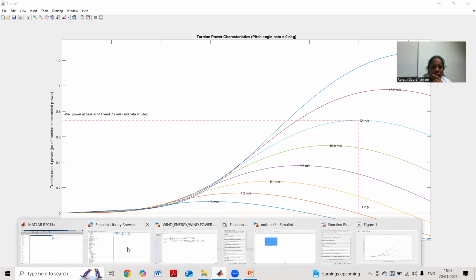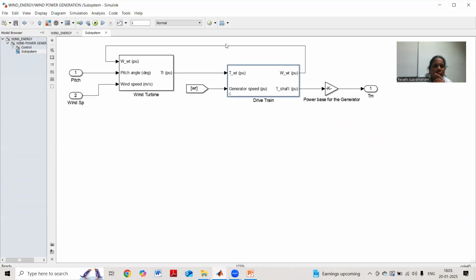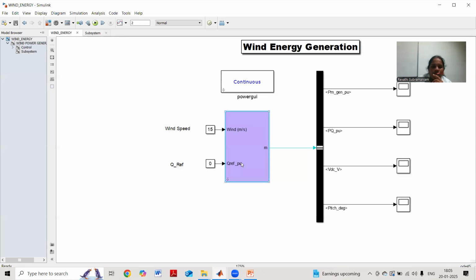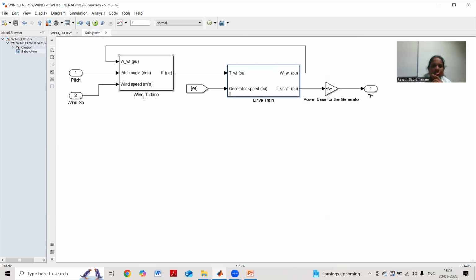So here I have a wind energy generator. Wind speed and reactive power have been given as reference, and in that I have a subsystem where the wind turbine, that is pitch angle, wind speed and everything, has been given as input. And here is a generator. The output of the wind turbine is given to the drivetrain. So here the generator speed will be given as input and the output is the torque.